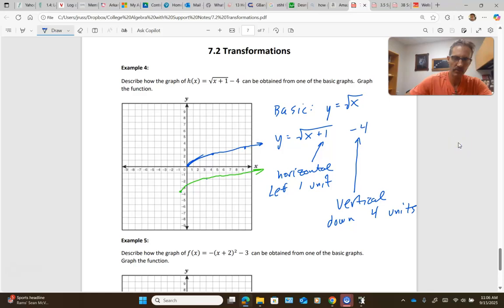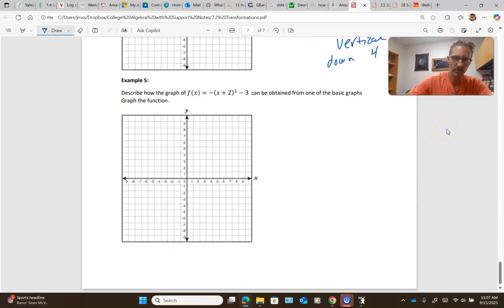Alright. So, let's do one more from the notes, and then we'll take a gander at the homework. Example 5. Okay. Alright, well this one's got a lot of stuff going on with it, doesn't it? It's got a negative, and then in parentheses, x plus 2, all of that's squared, and then there's a minus 3 at the end. But the important thing in here is that it's squared, okay? And so that makes this a quadratic function.